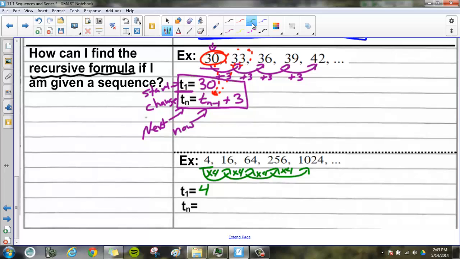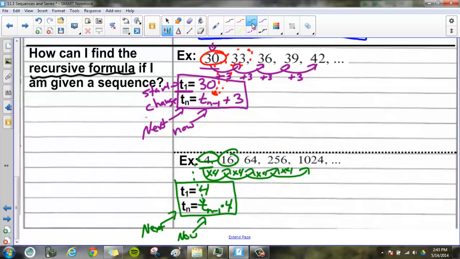So anyway, because we're multiplying by 4 every time, let's use that. We know t sub n, our next term, is equal to, remember, this is our next, our now term, t sub n minus 1, times 4. Our now term times 4 will get us our next. And we can even try it. Take 4, plug it in to our now term. 4 times 4, does that give us 16? You bet it does. So, that is how you can come up with a recursive formula given a sequence.